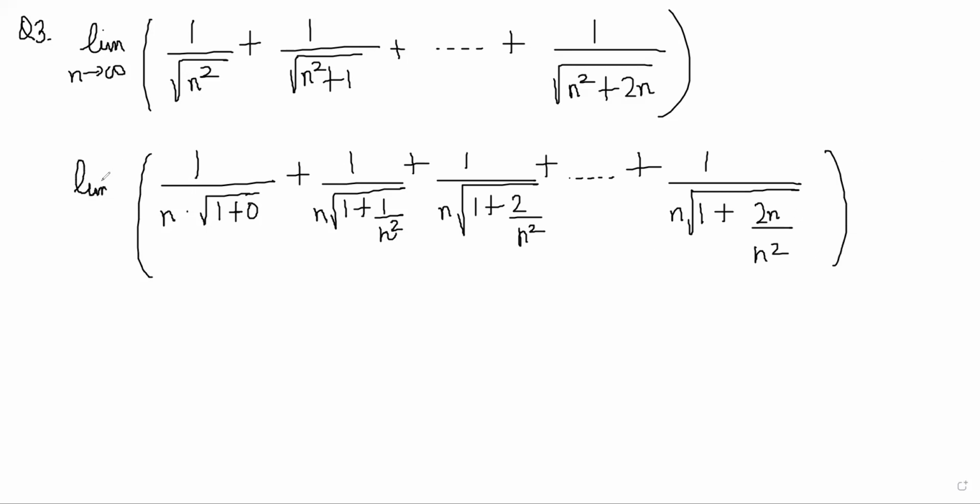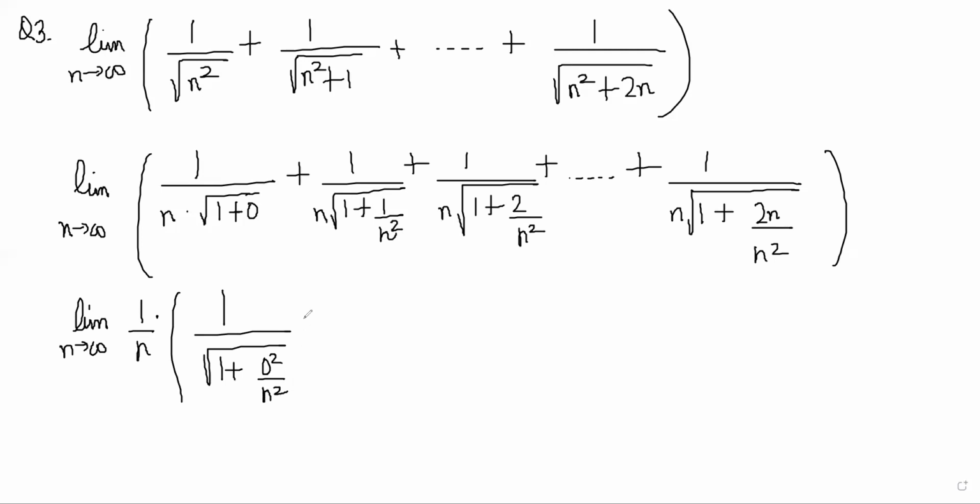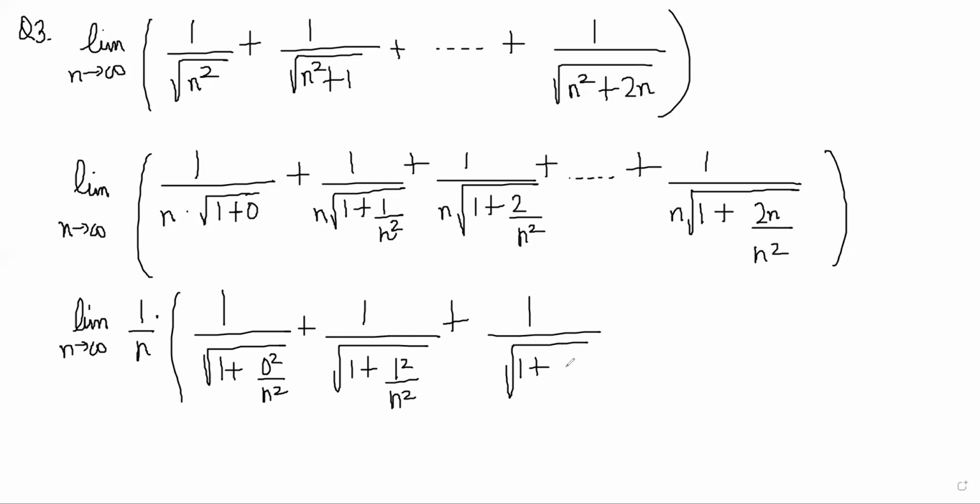Yeah. Limit n tends to infinity. Take the 1 by n outside. So this starts looking like this. Limit n tends to infinity of 1 by n, 1 over root of 1 plus 0 square by n square, plus 1 over root of 1 plus 1 square by n square. Okay, this is fine. This is slightly annoying now. It is root 2 square times. That is weird.